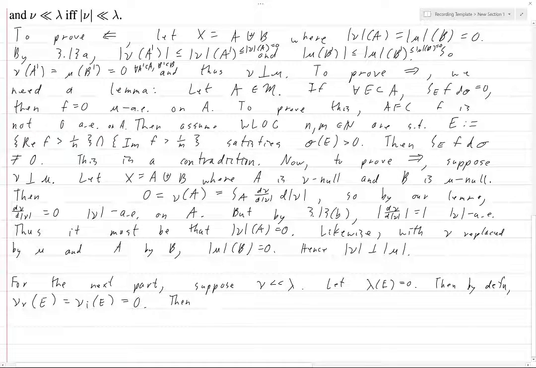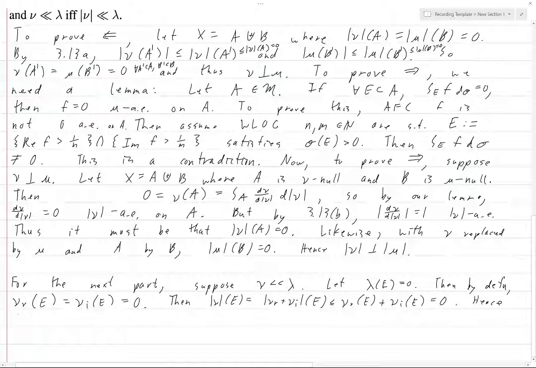But then, total variation of nu of e is equal to nu r plus nu I of e, and we just use the triangle inequality. I'm not going to write the absolute values because the stuff that we end up with is going to be positive. But these two things are equal to 0, and so their sum is 0. So hence, total variation of nu is absolutely continuous with respect to lambda.